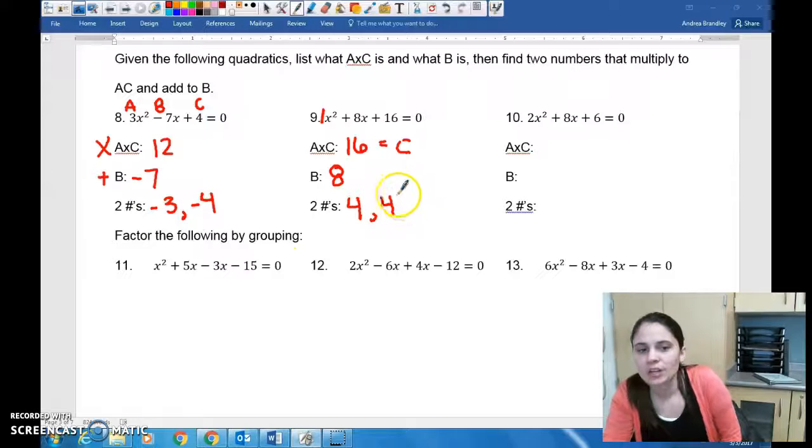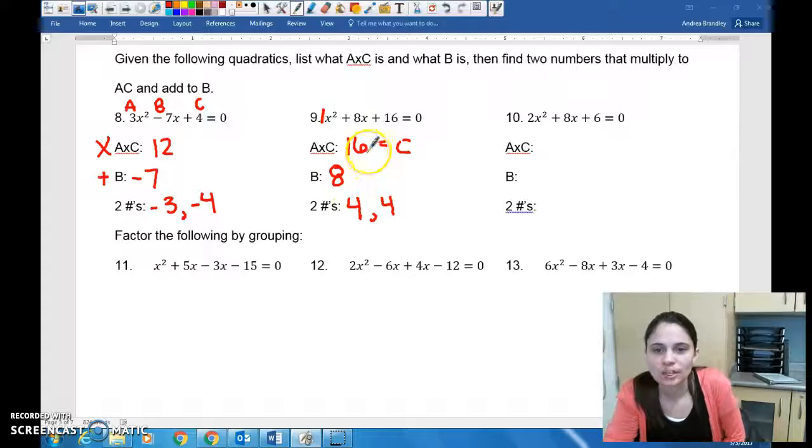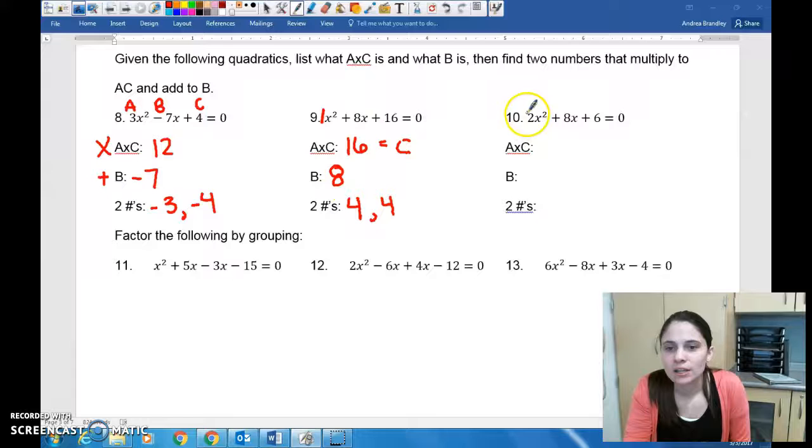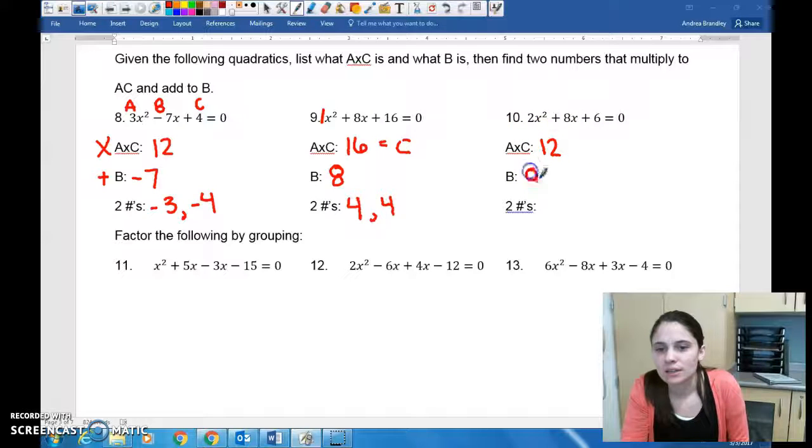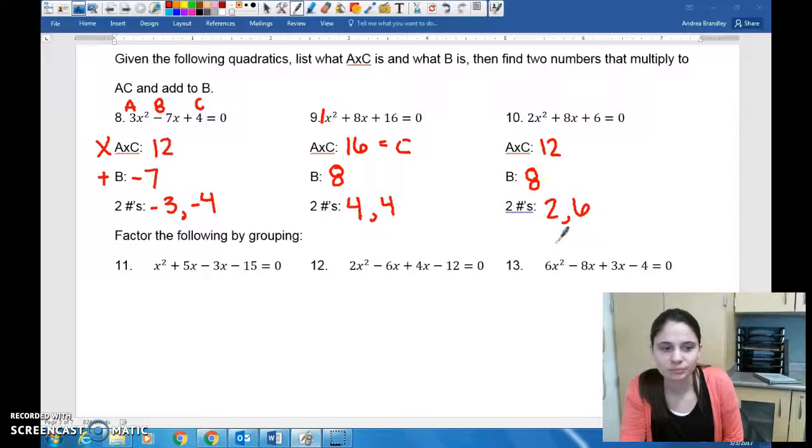4 and 4 add to 8, multiply to 16. Then number 10, 2 times 6 is 12. My b is 8. Two numbers that multiply to 12 and add to 8. 1 and 12, no. 2 and 6, yes. So 2 and 6 multiply to 12, add to 8.